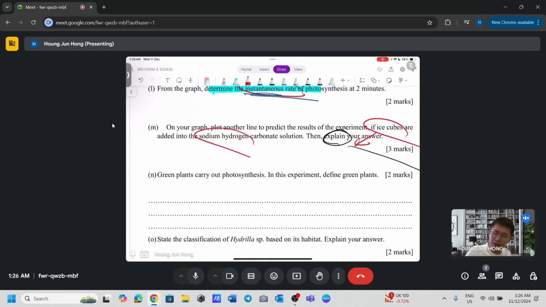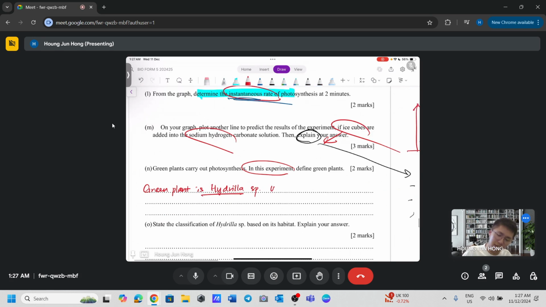Next question: define green plant. This one is actually not hard. First of all, you should know the green plant. In this case, in the experiment, operationally, what do you see over here? We see that it is our Hydrilla species. And what do we observe from them? Yes, it releases gas bubbles.